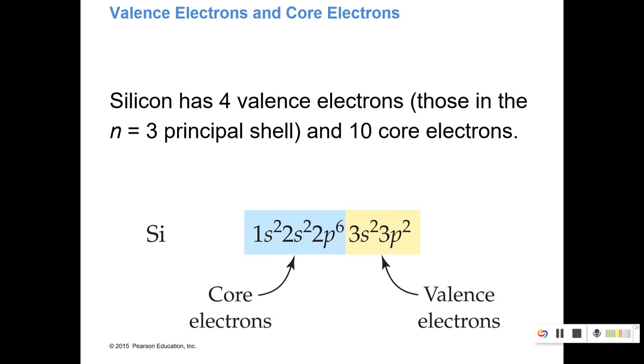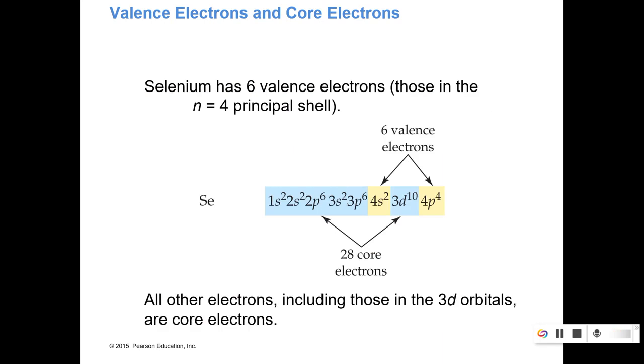So here, silicon is in energy level 3, 3p2. So everything that's 3 coefficient is considered a valence electron, and all the other ones are core. So if it's got 4 valence electrons and 14 total, 10 of them are core electrons.